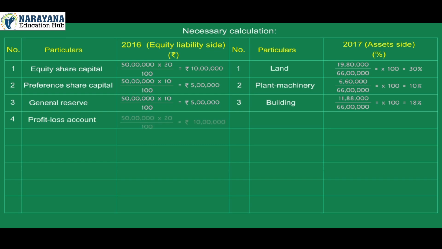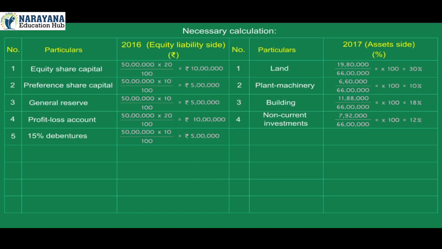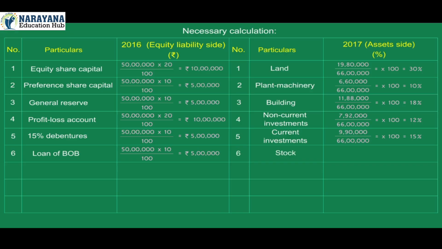4. Profit and loss account, 50 lakh into 20 divided by 100 is equal to rupees 10 lakh. 4. Non-current investments, 7 lakh 92,000 divided by 66 lakh into 100 is equal to 12%. 5. 15% debentures, 50 lakh into 10 divided by 100 is equal to rupees 5 lakh. 5. Current investments, 9 lakh 90,000 divided by 66 lakh into 100 is equal to 15%. 6. Loan of BOB, 50 lakh into 10 divided by 100 is equal to rupees 5 lakh. 6. Stock, 6 lakh 60,000 divided by 66 lakh into 100 is equal to 10%.